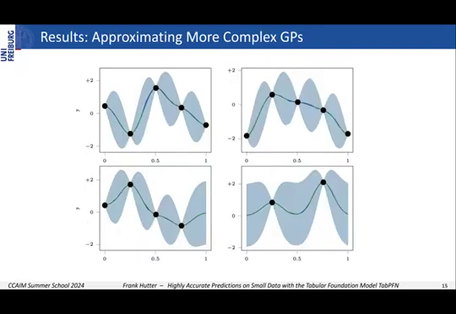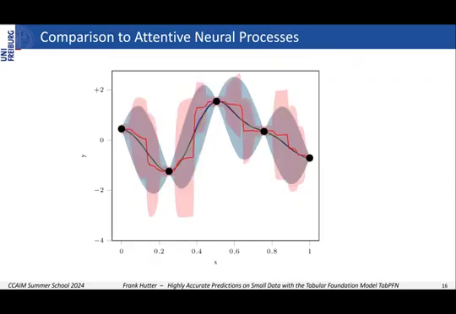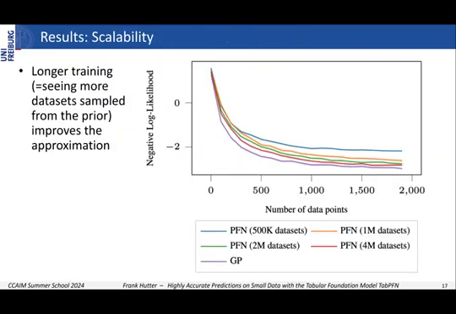All right, we can also approximate more complex GPs. Works much better than the previous attentive neural processes. And here's also an evaluation against MCMC and variational inference. Well, actually, that's going to be on the next slide. Here's just visualizing here. So here's a true GP. This is the true exact posterior that we want to compute.